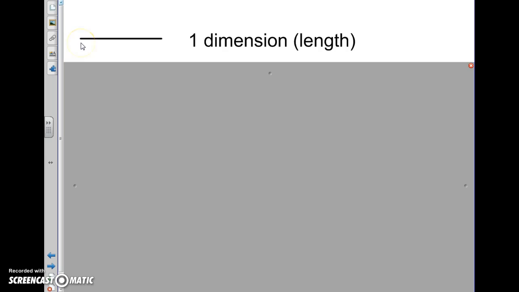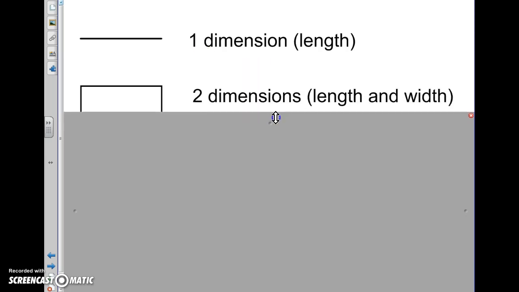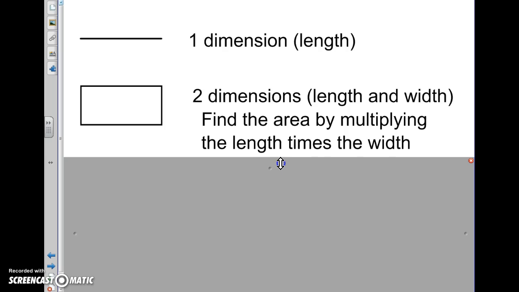So, some review. This is, you guessed it, a line. A straight line has one dimension, and that dimension is measured in length. We have a rectangle here, and this rectangle is a two-dimensional figure. It is measured both by its length and its width.